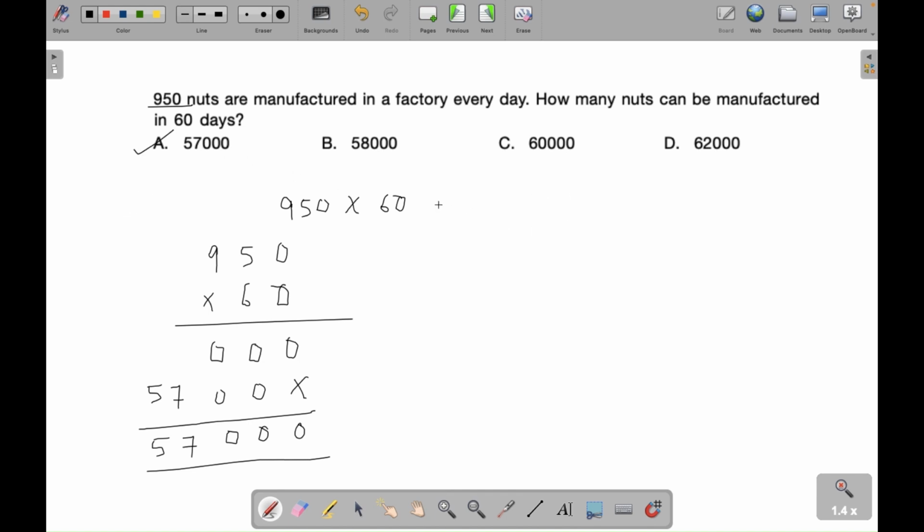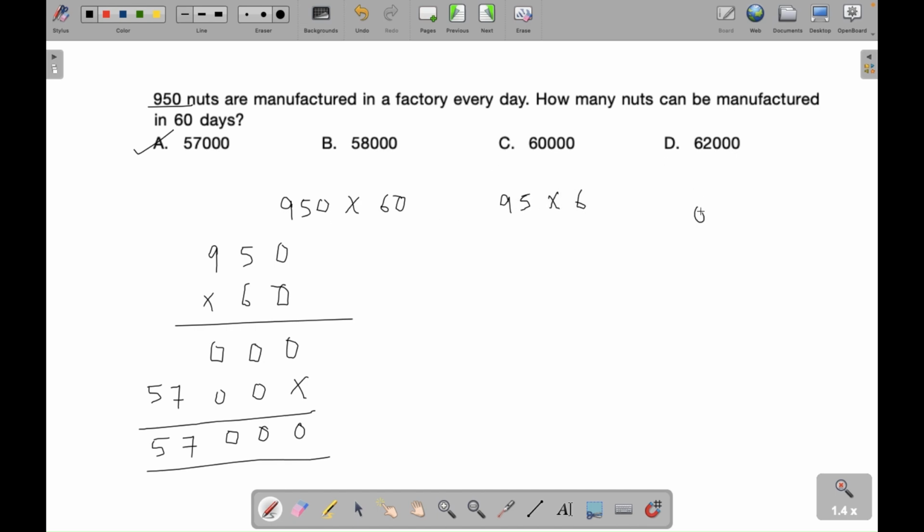Right. What is the other way to solve this? Whenever you have numbers with zeros, we don't have to actually multiply them. So this is 950 and this is 60. So remove the zeros. So just write them as 95 times 6. So how many zeros have we removed? 2.